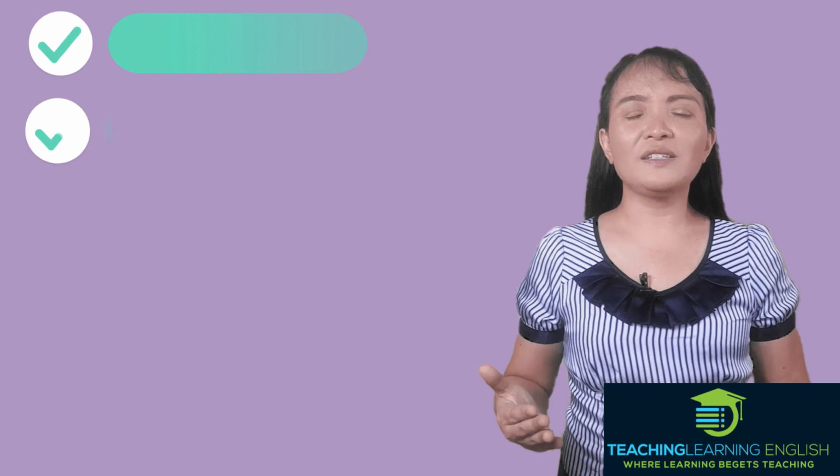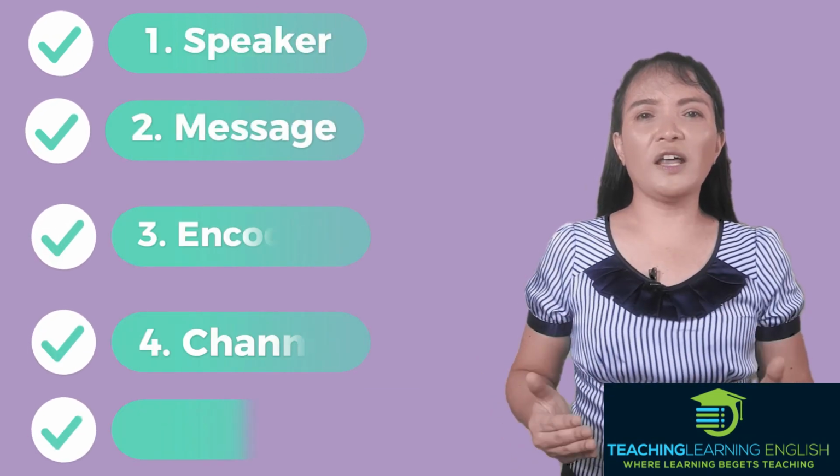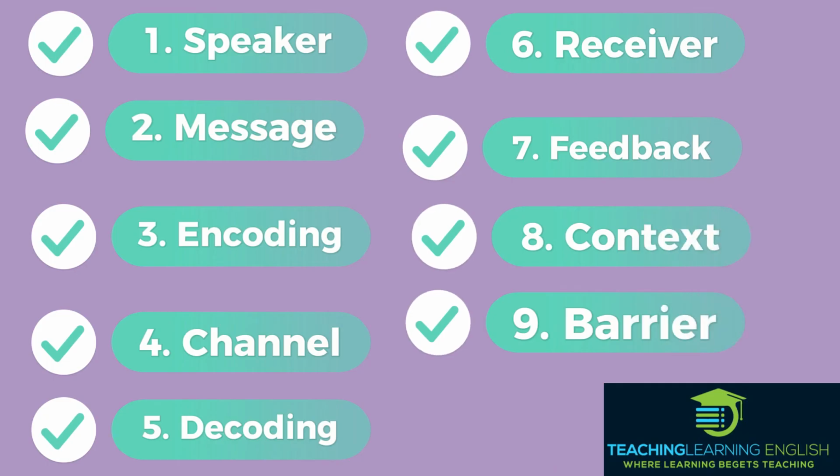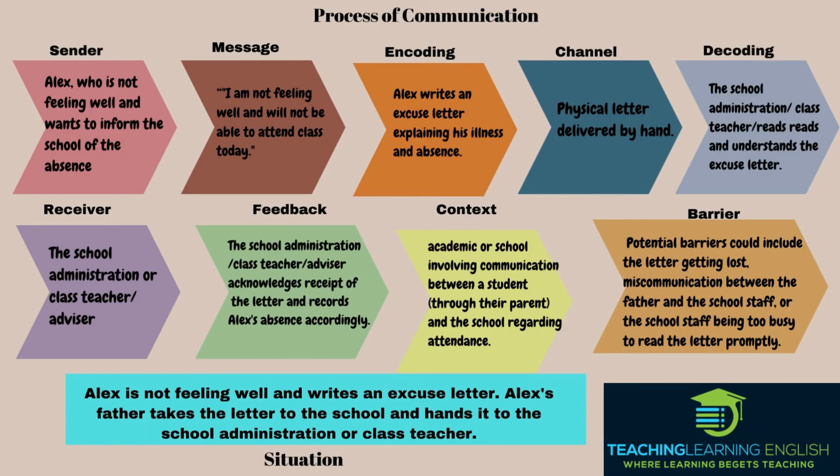Alright, there you have, students, the 9 elements of communication. Let us recap. They are speaker, message, encoding, channel, decoding, receiver, feedback, context, and barrier. Now, I will give you one example of the communication process using these elements of communication.